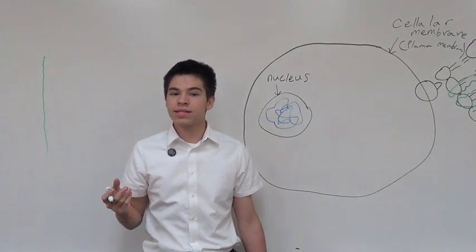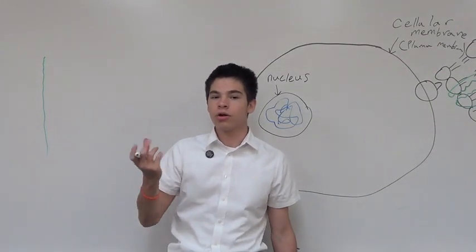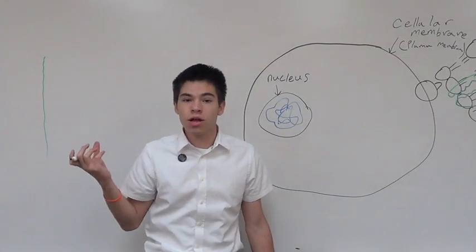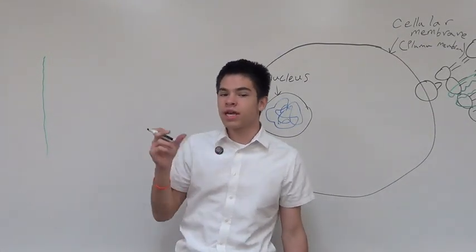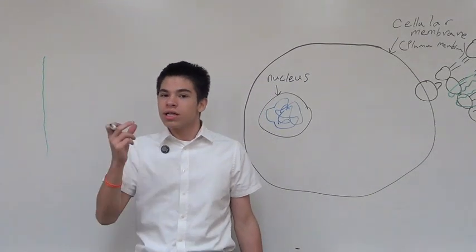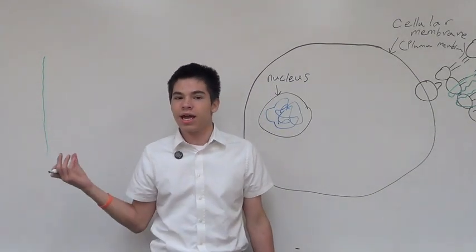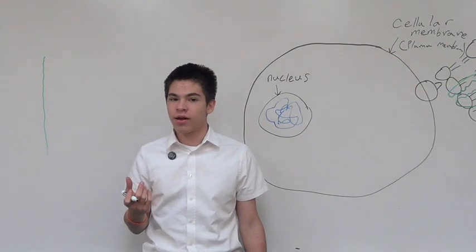So as I said, this is a major part of organizing cells, because when some people looked at the cell, they saw a nucleus, and when some people looked at other cells, they did not see a nucleus, and they said, hey, this is a good way to classify organisms.